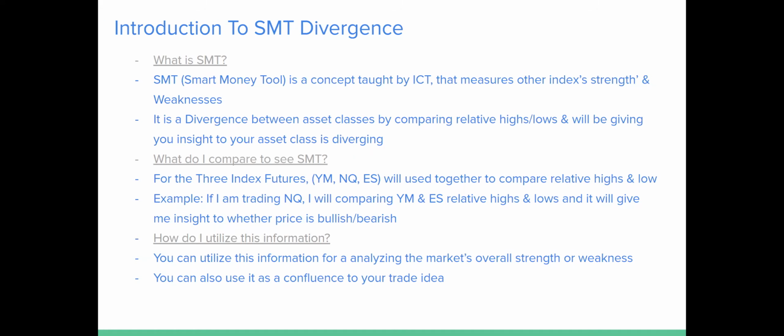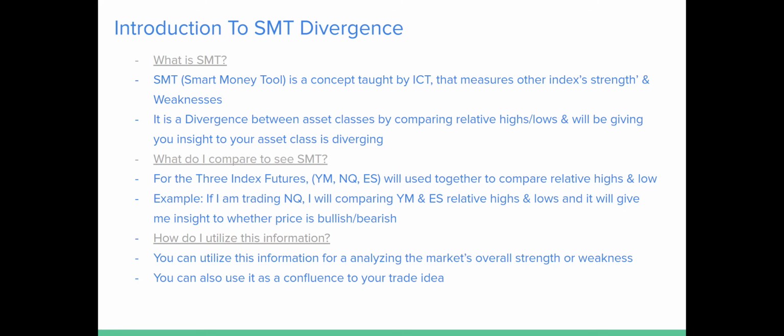Introduction to SMT divergence. What is SMT? SMT, otherwise known as smart money tool / smart money technique, is a concept taught by ICT that measures other indexes' strengths and weaknesses. It is a divergence between asset classes by comparing relative highs and lows, and will be giving you insight to whether your asset class is diverging. So what that means is it's a confluence to a trade idea that you're already preconceiving. So if you already believe that price is going higher or lower, smart money technique or SMT is going to confirm that idea to you.